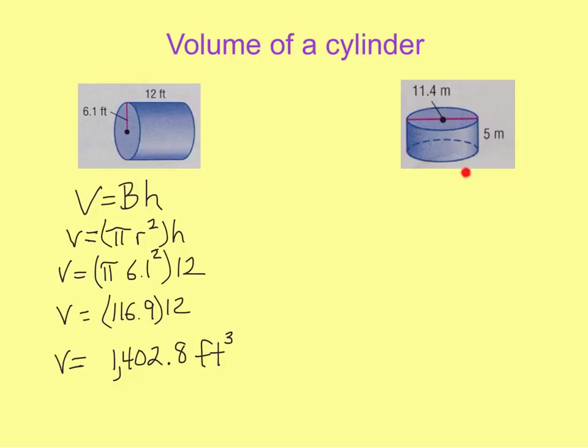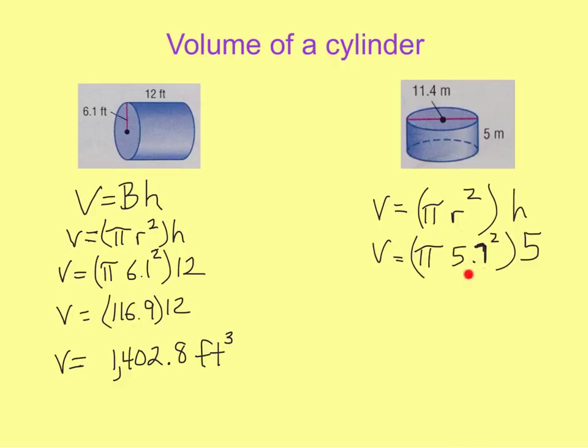Now if I have a problem like this, notice the only difference between this cylinder and this one is I'm given the diameter here and not the radius. So in order to solve this, I would have to figure out what the radius is, and I'm just going to take half of 11.4. So once I found that the radius was 5.7 meters, then I would square it, and now I just solve this one out just like I did here.